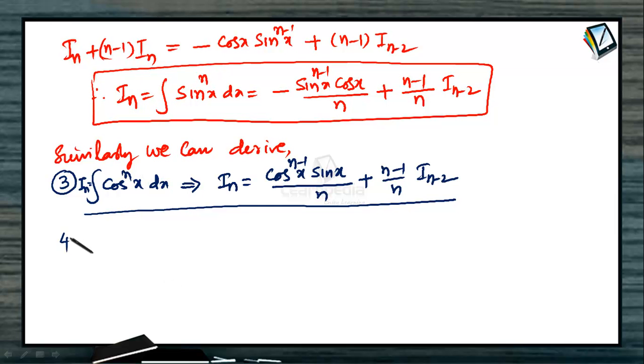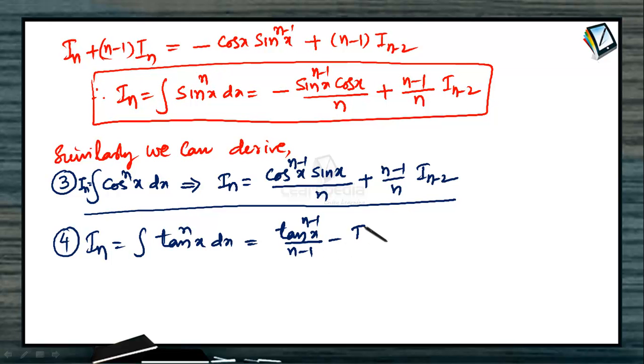And the fourth one in terms of tan, that is I_n equals the integral of tan^n x dx. Then this is equal to tan^(n-1)x by (n-1) minus I_(n-2). This is the fourth reduction principle. Let us find the proof of this one.